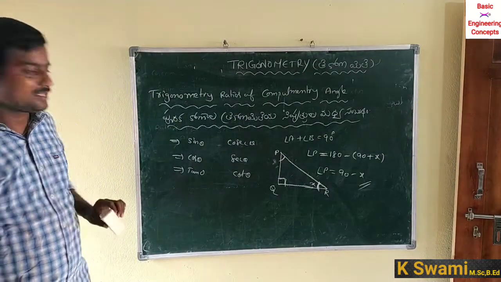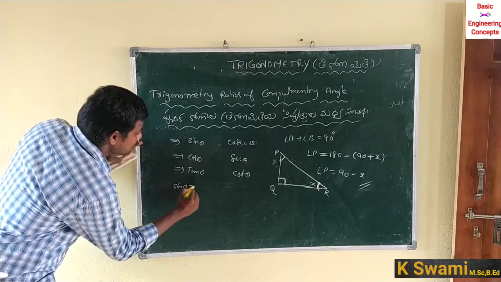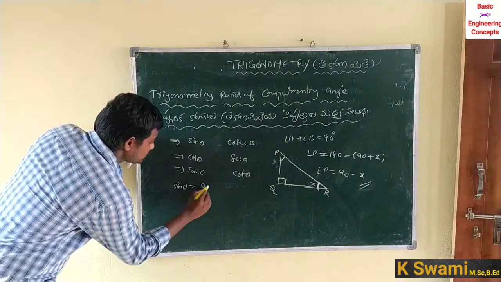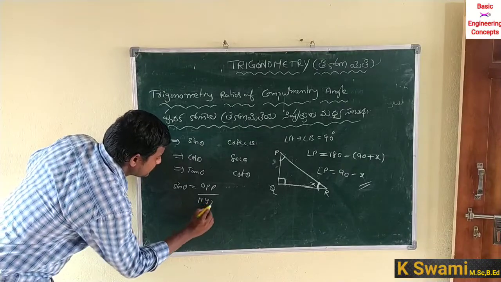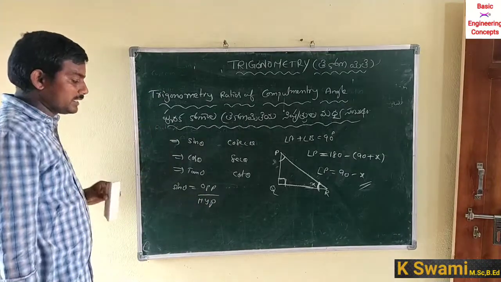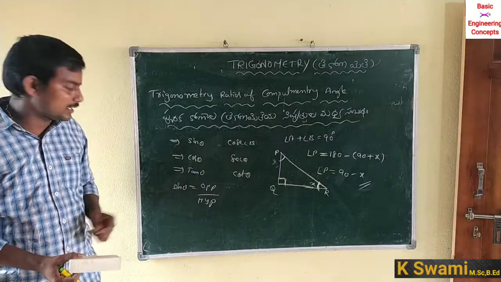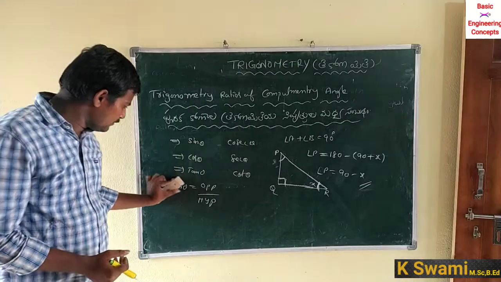Already we discussed sin theta is equal to opposite side by hypotenuse, cos theta is equal to adjacent side by hypotenuse, and tan theta is equal to opposite side by adjacent side.